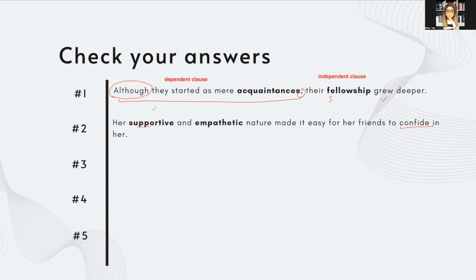Besides that, we have her supportive. So we have a possessive adjective here to show whose nature it is. Supportive and empathetic are both adjectives to describe the kind of nature that she has. Nature is the noun. And this is our verb: made it easy, and then for her friends to confide in her. This is an infinitive, and when you confide in someone, these two words, confide in, almost always come together. This is a collocation in English, when two words come together very often.